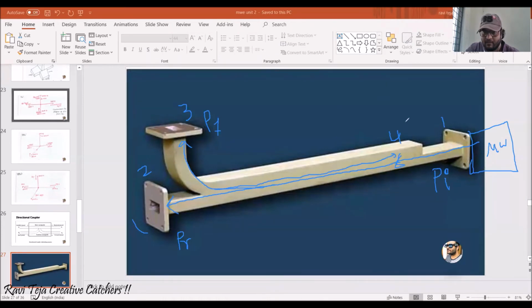Okay, now what is this port 4 called? Backward power, back power at port 4, PB. Always remember that in a directional coupler the back power will be very, very less because there won't be much reflections. That's why the back power of a microwave signal will be very less, and mostly in real time the back power port will be closed.